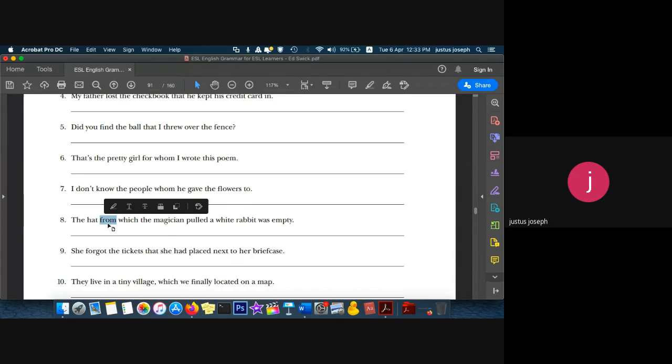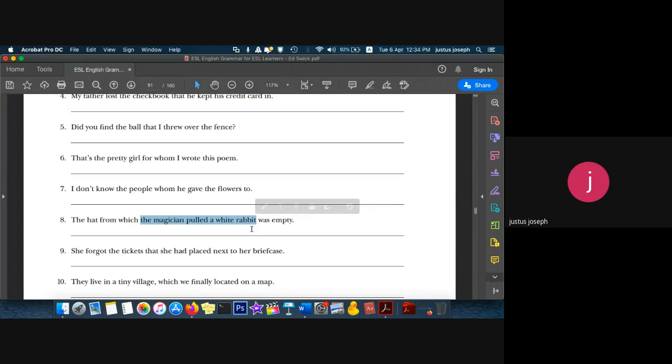Think about this. Where will you place this? This thing will go somewhere in the end, right? Somewhere it will not be here. So remove both of them. The hat the magician pulled a white rabbit from was empty.